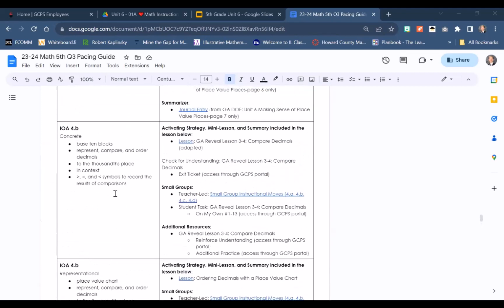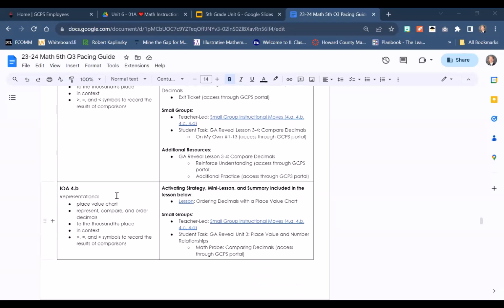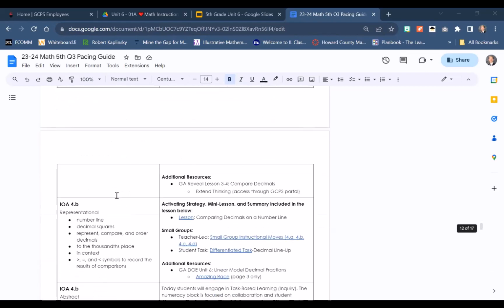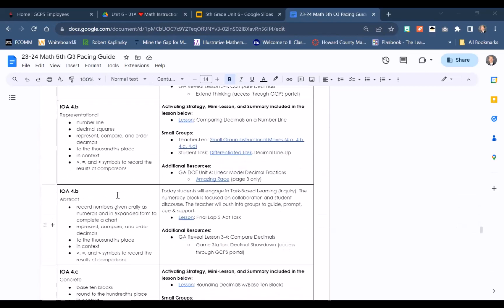Even though students will only experience comparing in isolation for 1 day in the progression of this IOA, students continue to apply the same strategies when ordering and comparing decimal numbers. Students are just extending the work of comparing to more than 2 decimal numbers. Just as with IOA 4A, abstract thinking will have students record numbers given orally as numerals and in expanded form to complete a chart using greater than, less than, or equal symbols.